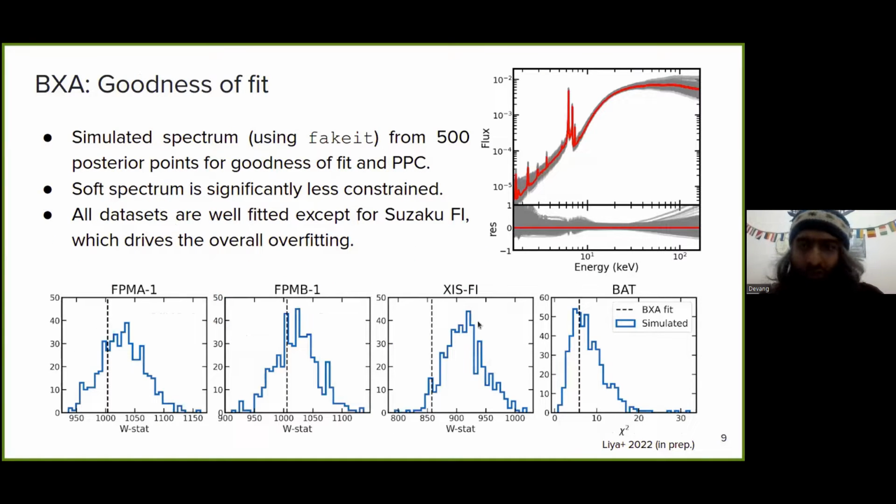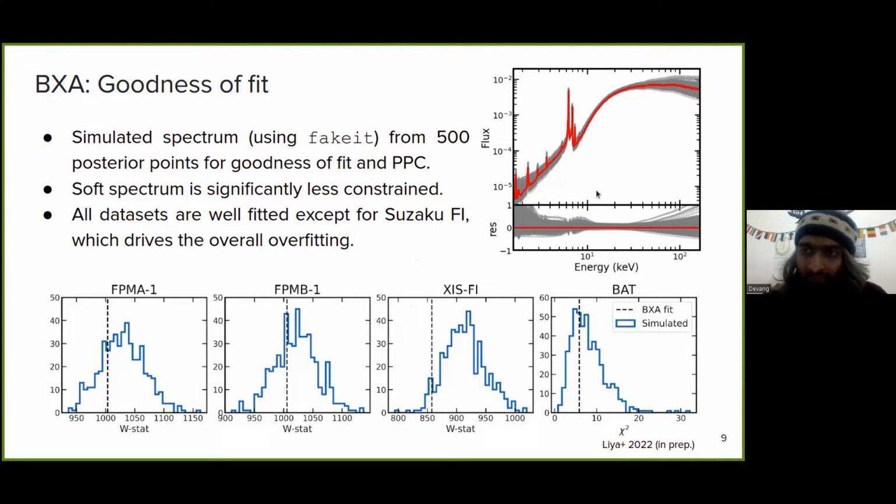Now, once you have the fit, you can do various tests to check the goodness of fit. One test that we did was we picked 500 random points from the posterior generated by BXA, and then we used fakeit to generate spectra at those posterior points. And these gray lines are those 500 spectra. The red line is the BXA fit.